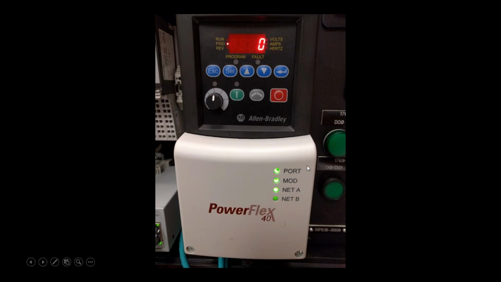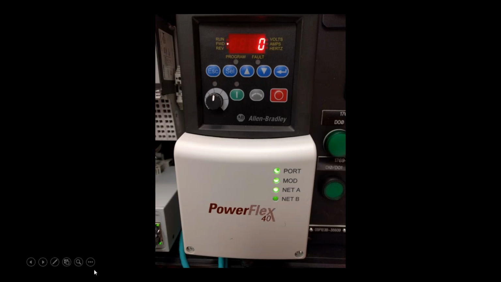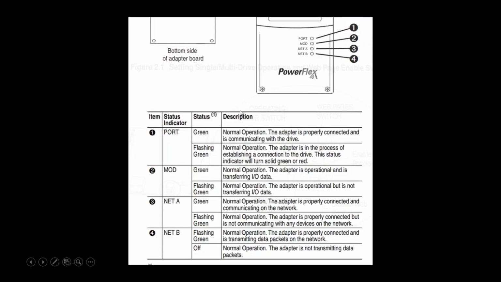But let me show you what this looks like on the inside, because that will help you see what we're talking about. Well, first of all, these green lights here, they tell you something. If you go to the manual, the first port says that the module's operating properly. The second one says that it's transferring I/O data. It'll be solid green if it's doing that. It'll be solid green if it's communicating on the network. It's flashing green if it's operating but not connected.